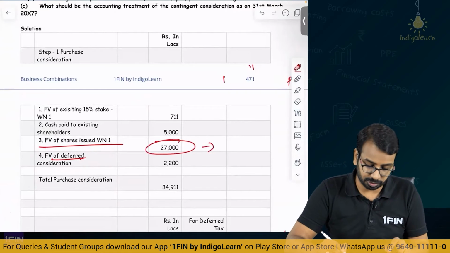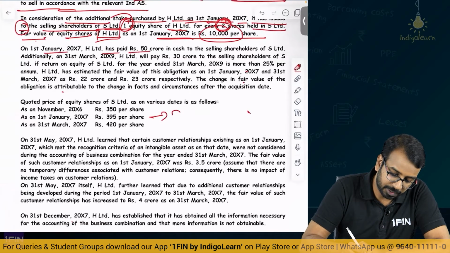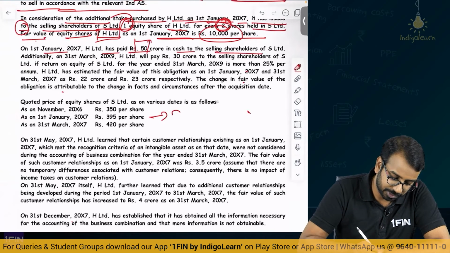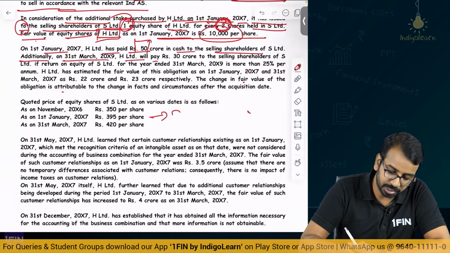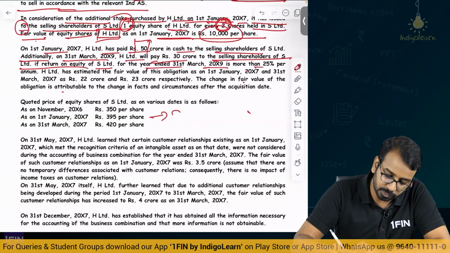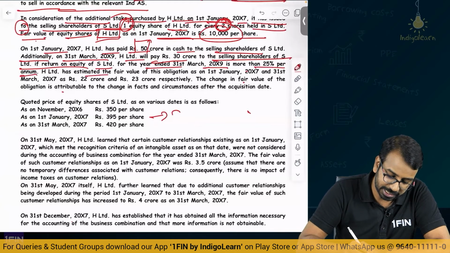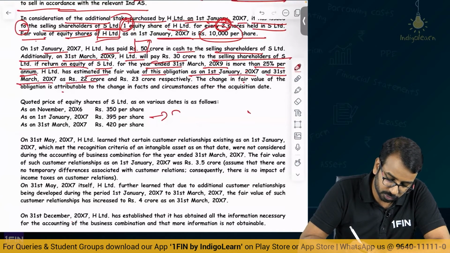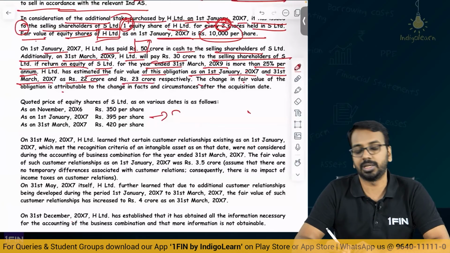There are other purchase considerations also. On January 1st, S Limited paid 50 crores. This also gets added in cash to the selling shareholders of S Limited. Additionally, on 31st March, S Limited will pay 30 crores to the selling shareholders if the return on equity of S Limited for the year ended 31st March is more than 25% per annum. They estimated the fair value of the obligation on 1st of January and 31st of March at rupees 22 crores and 23 crores respectively. Now what is this?